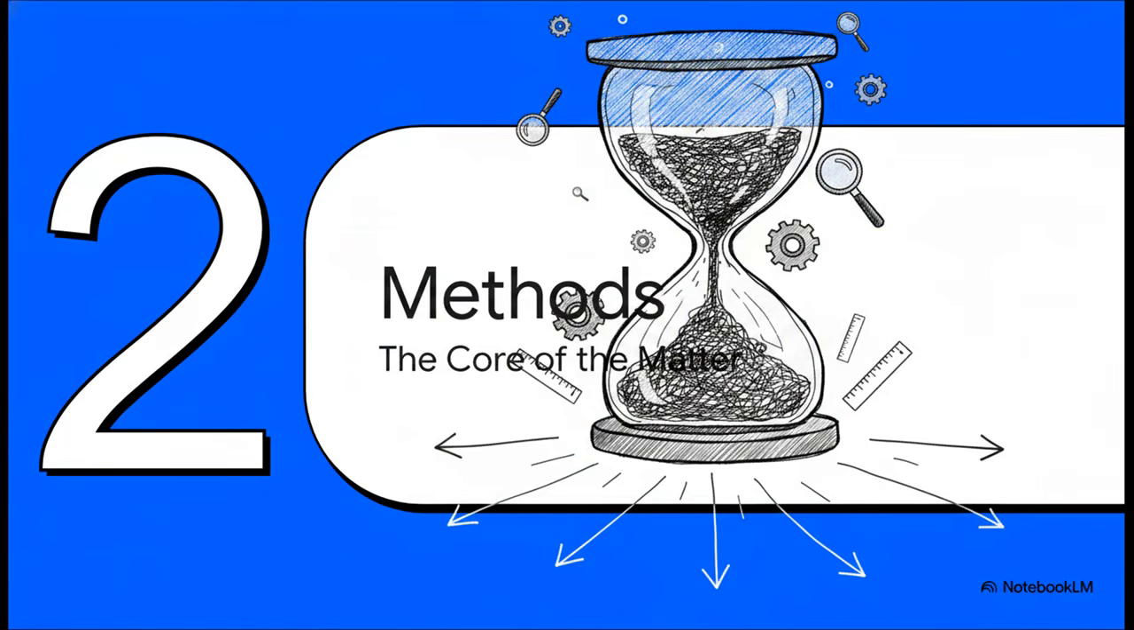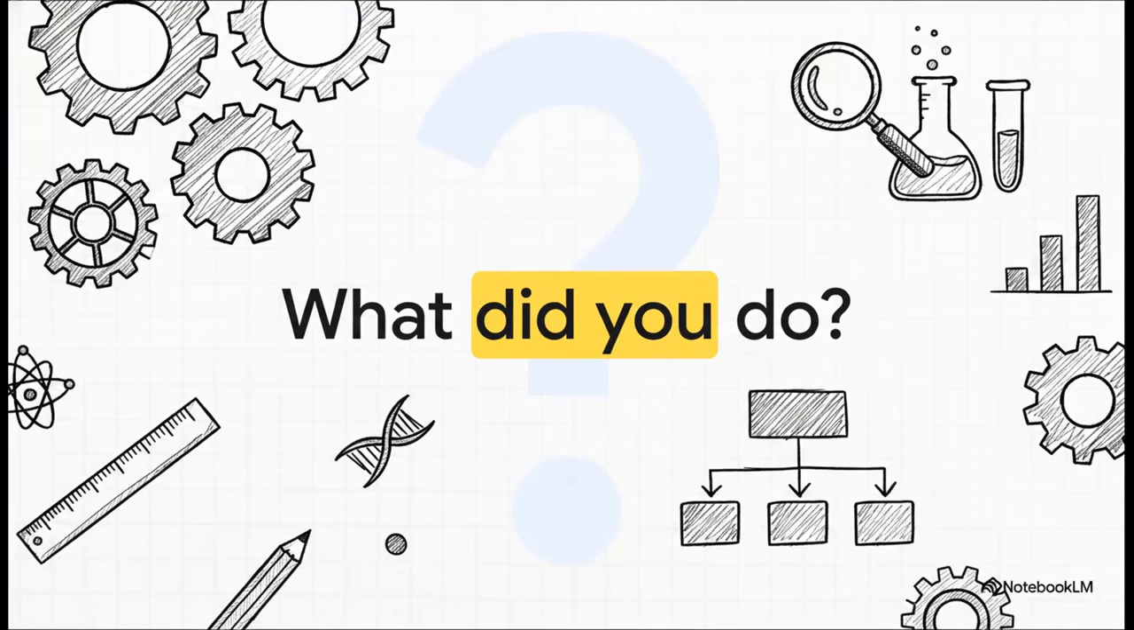Okay, we've now arrived at the narrowest part of the hourglass. This is the real core of the research, the methods section. This is where we get into all the nitty-gritty details. This whole section answers one simple question: what exactly did you do? And the goal here is all about transparency and reproducibility. The author has to give you enough details so that another scientist, in theory, could do the exact same experiment. It's basically the how-to guide for their study.